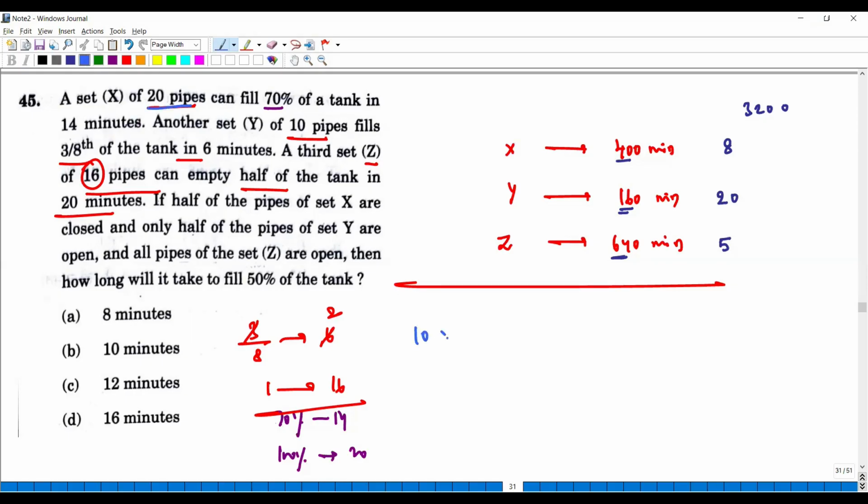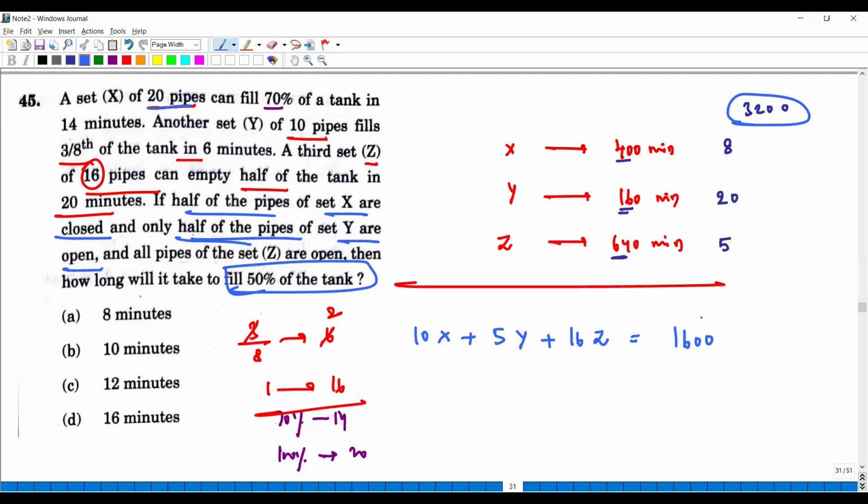Half of the pipes of X means 10 pipes of X are open. Half of Y means 5 pipes of Y. Then all the pipes of Z are open, and there are 16 Z. Then do 50% of the tank, which is 1600. But here Z is a negative one, so take it as negative. So take 8 into 10, 20 into 5, and 16 into negative 5.